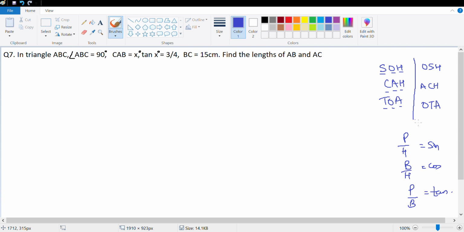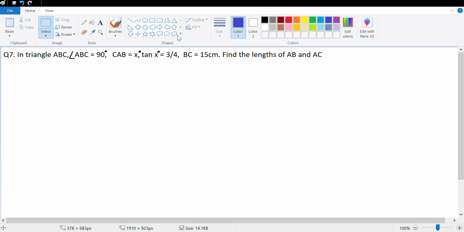And the 6 ratios are sine, cos, tan, and their respective reciprocals would be cosec, sec, and cot. And then the last relation, which is tan is equal to sine upon cos. Wonderful. Let's go ahead and solve some questions. Question number 7.